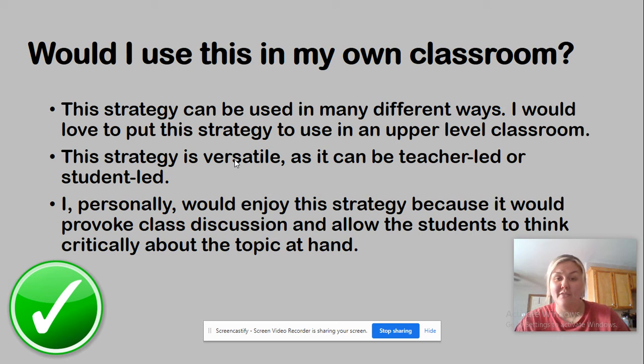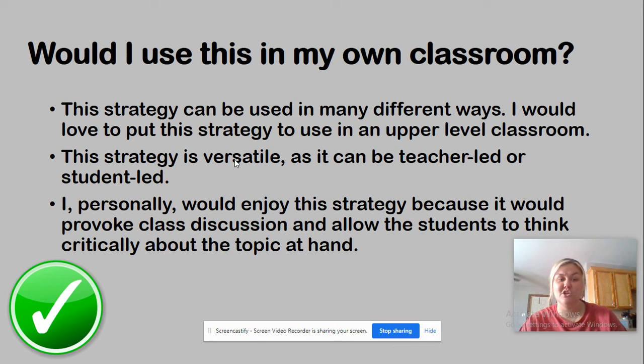You can allow this to be student-led or teacher-led, so the teacher can ask the question and then kind of guide the discussion in the direction you want it to go. Or it can be student-led, and you can give the students a question in small groups, and you can allow them to say ABC, discuss what you think about each other's answers on this question.